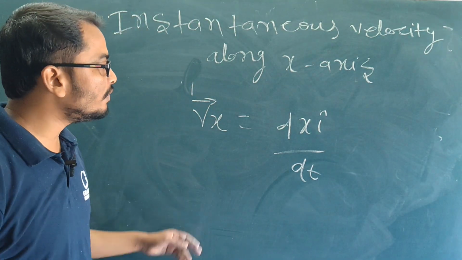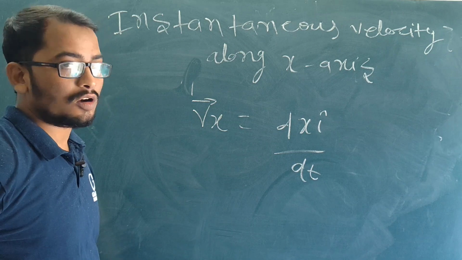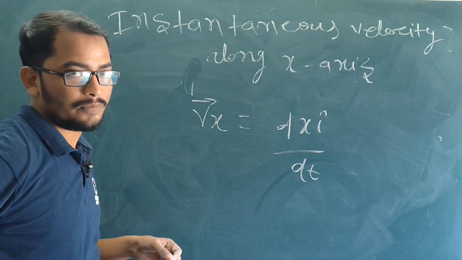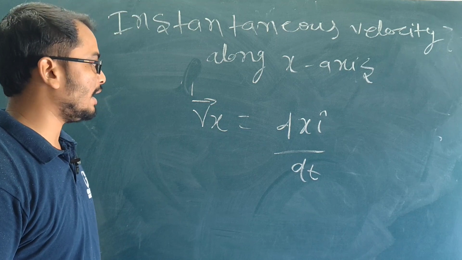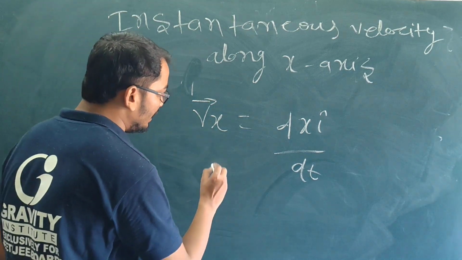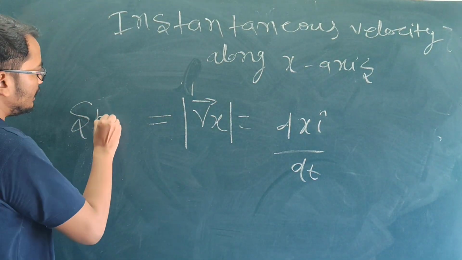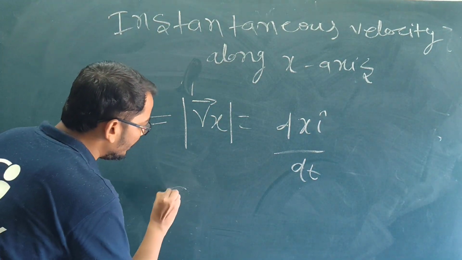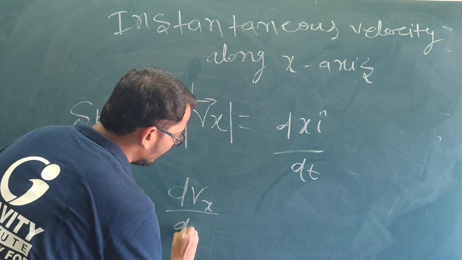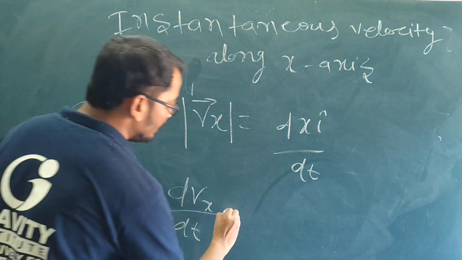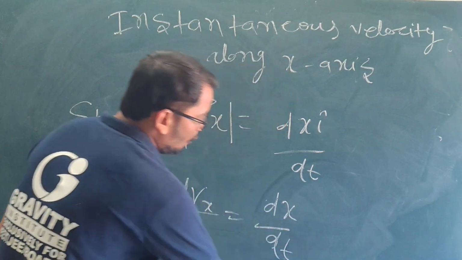What will be the direction of instantaneous velocity? It is the slope of the tangent of the position-time graph. What will be the speed? Speed is the magnitude. If I take the magnitude, then it is speed. So speed in x is dx by dt.